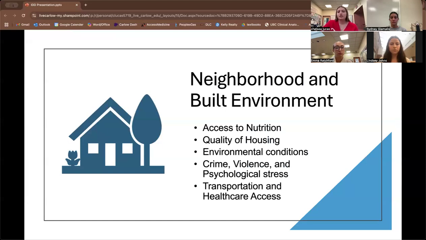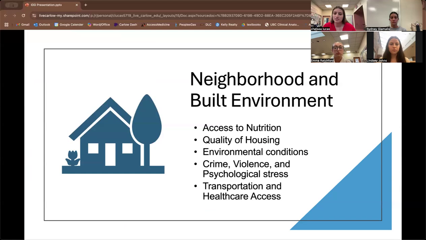So having a neighborhood and built environment requires access to nutrition. For SLPs, malnutrition and food insecurity can impact speech and language development, particularly in young children. Poor nutrition during critical development periods is linked to delayed language acquisition and cognitive deficits. For PAs, limited access to healthy foods increases the risk of obesity, diabetes, and cardiovascular disease, which can exacerbate other conditions.